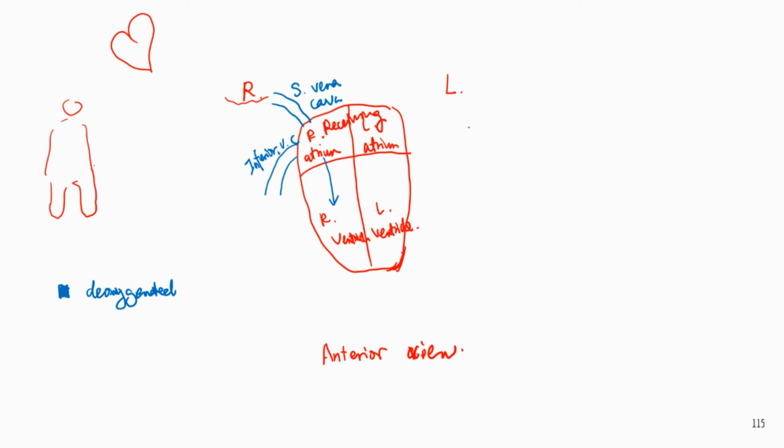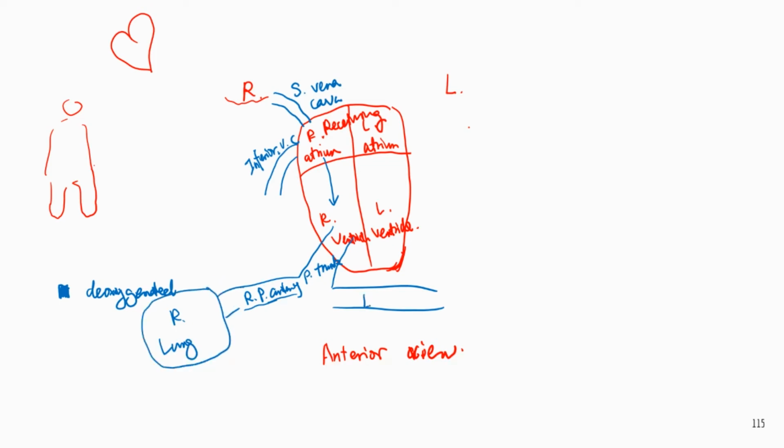So basically, the right ventricle needs to push blood to the lungs to get gas exchange. So the right ventricle is connected to a blood vessel called the pulmonary trunk. It will split into 2 arteries. The right pulmonary artery goes toward the right lung. Okay, so I'm just going to do this as the right lung. And the left pulmonary artery will go toward the left lung. There you go.